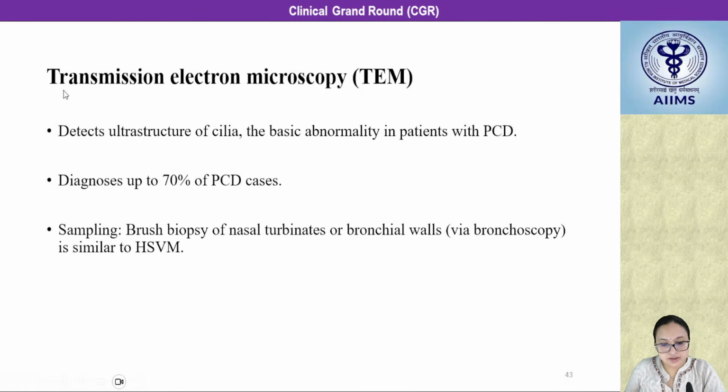The next modality is the transmission electron microscopy, or the TEM, which detects the ultrastructure of the cilia, which is the basic abnormality in patients with PCD, and that can diagnose up to 70% of the PCD cases. The sampling is similar. The brush biopsy of the nasal turbinates or bronchial walls via bronchoscopy has to be done using the same brush, similar to HSVM, only the media differs. Here we would fix those cells in glutaraldehyde based media. Now I invite Ms. Shikha to speak about transmission electron microscopy.